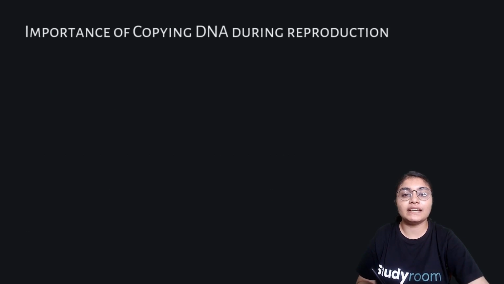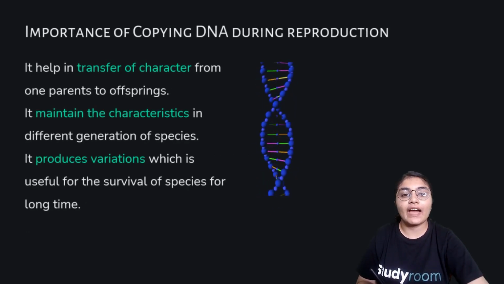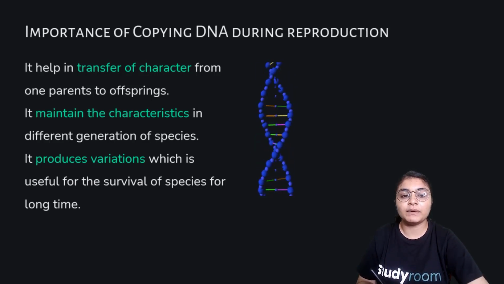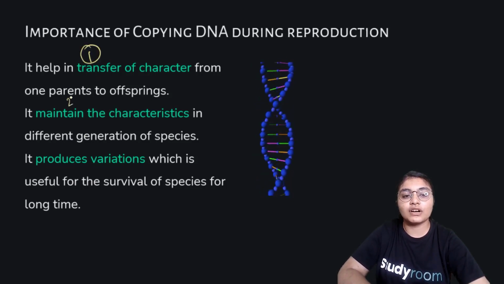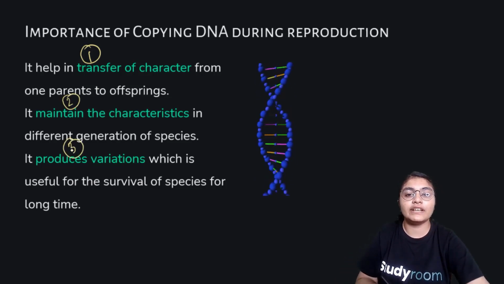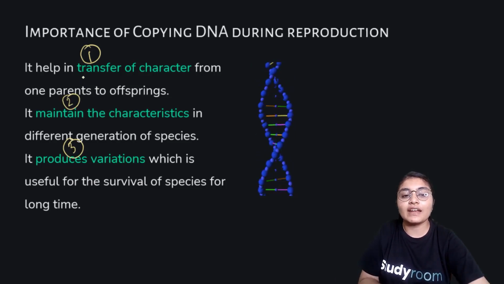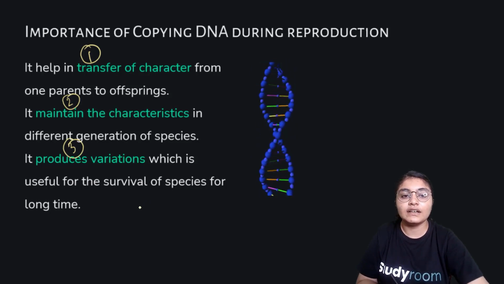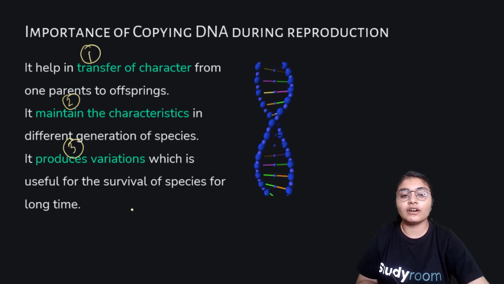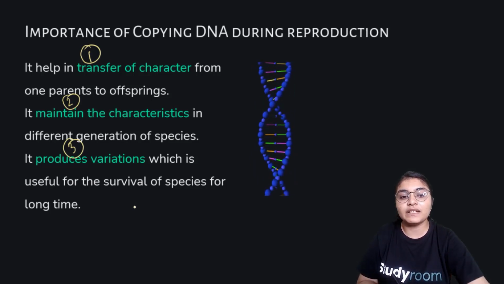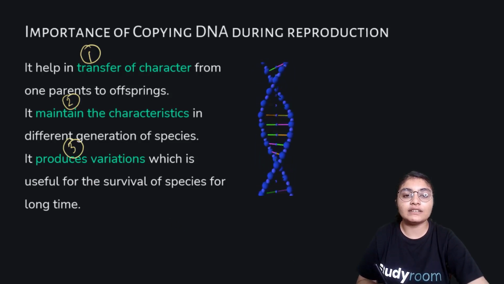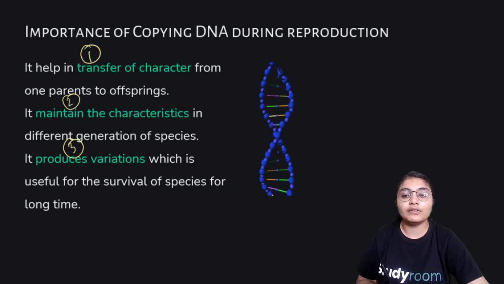What is the importance of copying DNA during reproduction? It helps in transfer of characters from one parent to offspring. It maintains the characteristics of the species in different generations, and it produces variations which are useful for the survival of species for a long time. So here we have three important factors which signify the importance of copying of DNA while reproduction. The first is that it helps in the transfer of characters. The second is that it maintains the characteristics of the species in different generations, and the third is that it produces variations which have helped in the survival of the species for a long time. These are very important factors which signify the importance of the copying of DNA during reproduction.